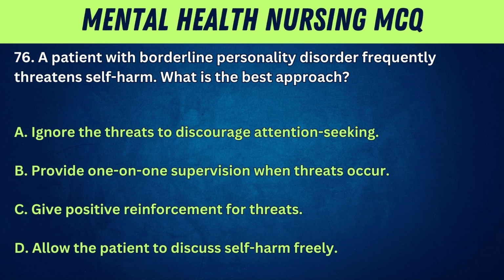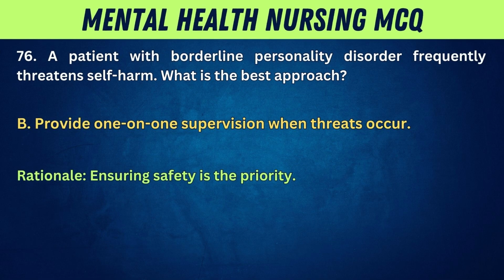76. A patient with borderline personality disorder frequently threatens self-harm. What is the best approach? A. Ignore the threats to discourage attention-seeking. B. Provide one-on-one supervision when threats occur. C. Give positive reinforcement for threats. D. Allow the patient to discuss self-harm freely. Answer: B. Provide one-on-one supervision when threats occur. Rationale: ensuring safety is the priority.